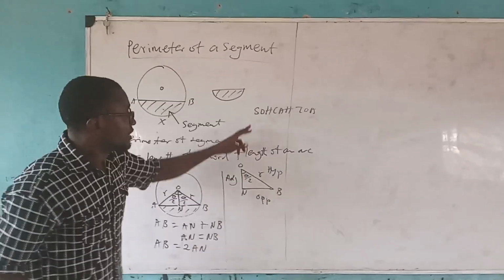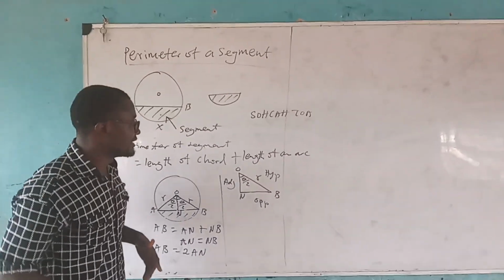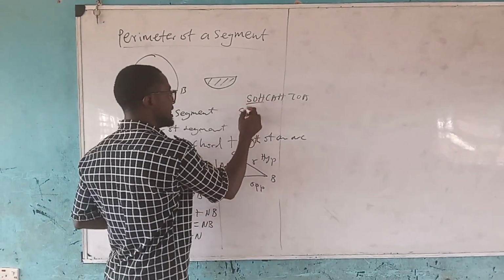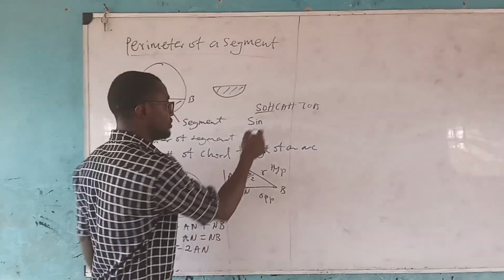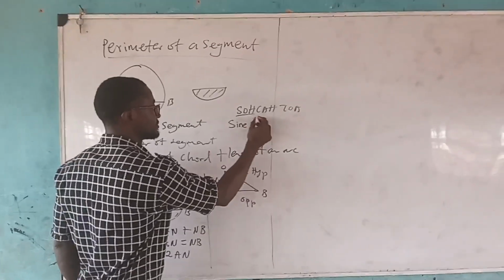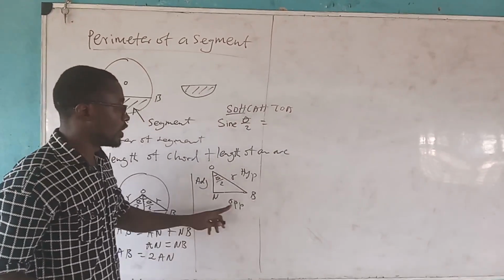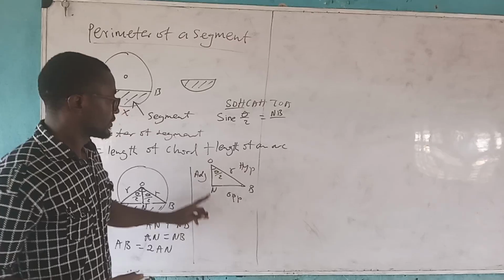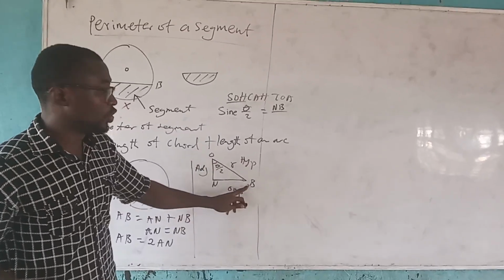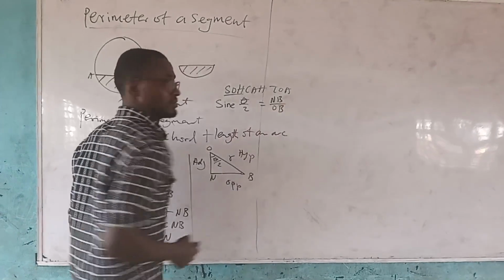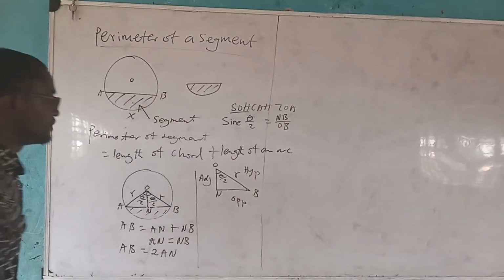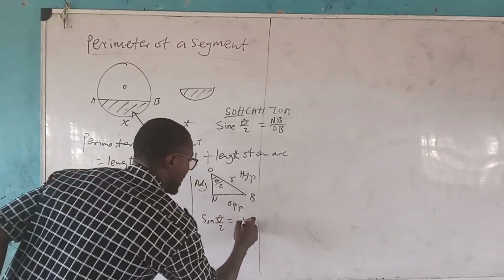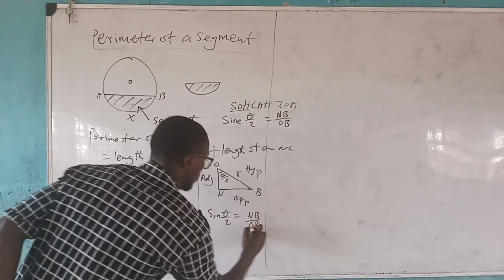So by this mnemonic we have here, you can see that what binds the hypotenuse and the opposite is the SO, where this S denotes sine for an angle. So we have theta over 2 that will be equal to opposite over hypotenuse. Our opposite here is NB. Then our hypotenuse is OB. Are we together? So from there we can say that sine theta over 2 is equal to NB over OB.